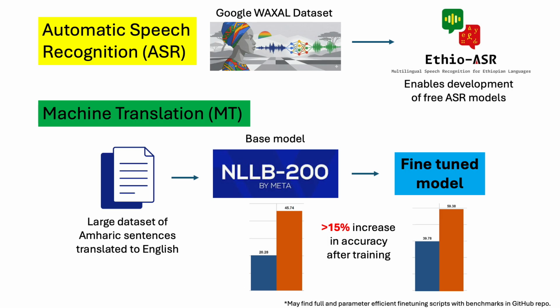For ASR, recent large-scale speech datasets from Google's Waxal project helped enable free models like Ethio ASR, which perform very well on Amharic speech. For translation, I started with Meta's NLLB-200, an open source translation model for 200 languages, and fine-tuned it on a larger dataset of Amharic-English sentence pairs. Fine-tuning basically means taking a general purpose model and training it a little further on the type of data you actually care about. In my benchmark, that gave the translation model more than a 15% improvement in accuracy.